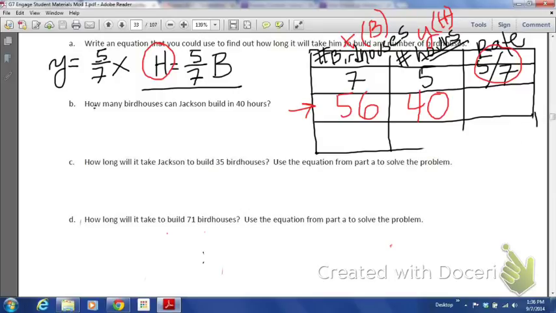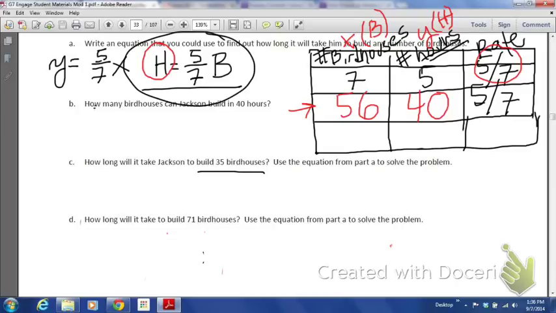Okay, and now we're going to solve. Over here we could add, we did that one already, right? And of course our rate is always still the same. It's 5 over 7, or 40 over 56, which is the same. Okay, so now we're to build 35 birdhouses, again applying our formula here.